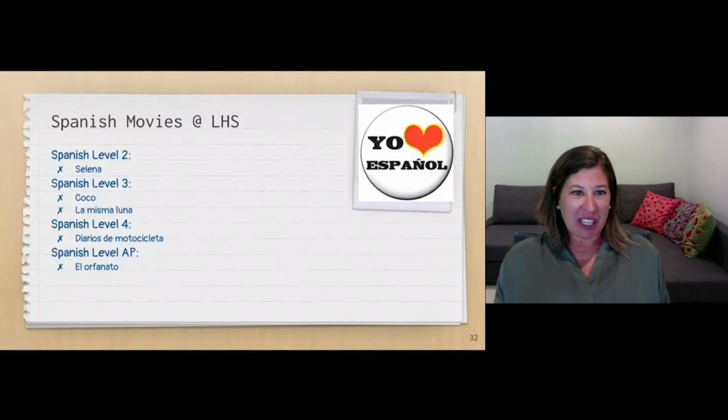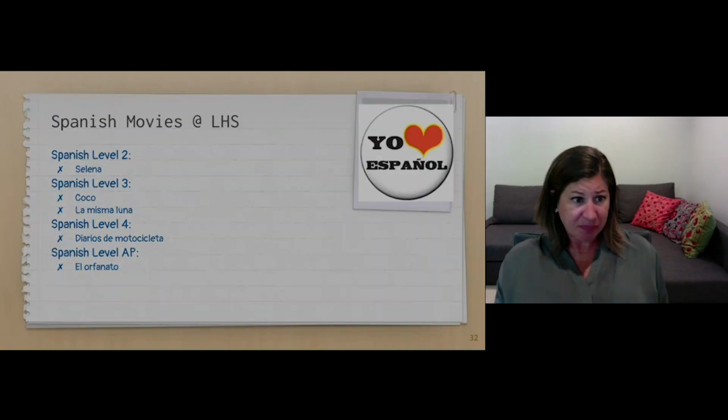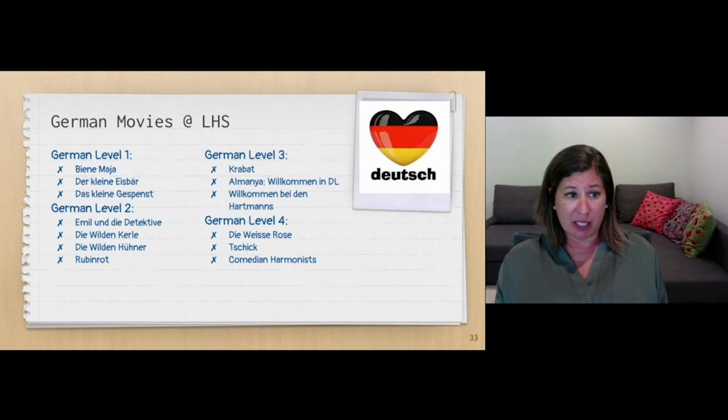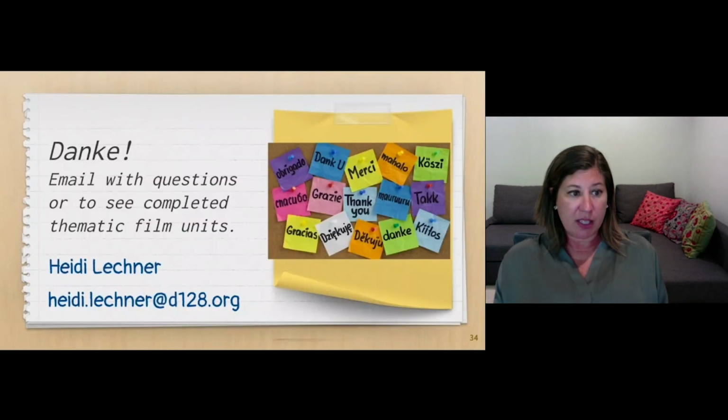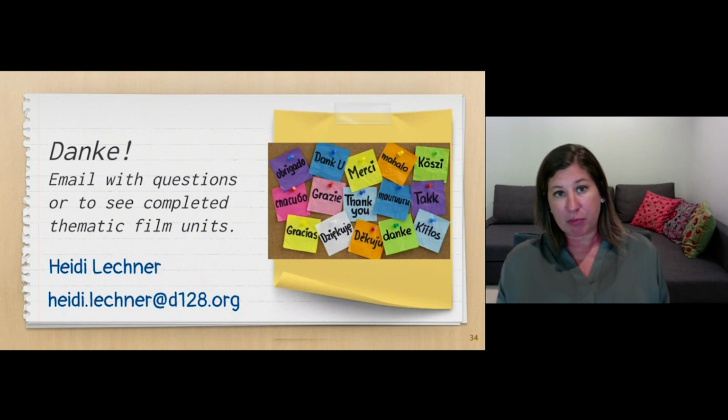So, my colleague put this together. These are some of the films that they've been watching over the last few years at our high school. These are some of the movies that I've shown at all 4 levels. I do not show 4 movies a year. I rotate them depending. And that's just a short list. If you would like to see some completed film units, then email me. I'm happy to share what I've done in my work. I've put them together, and just am happy to share with you.